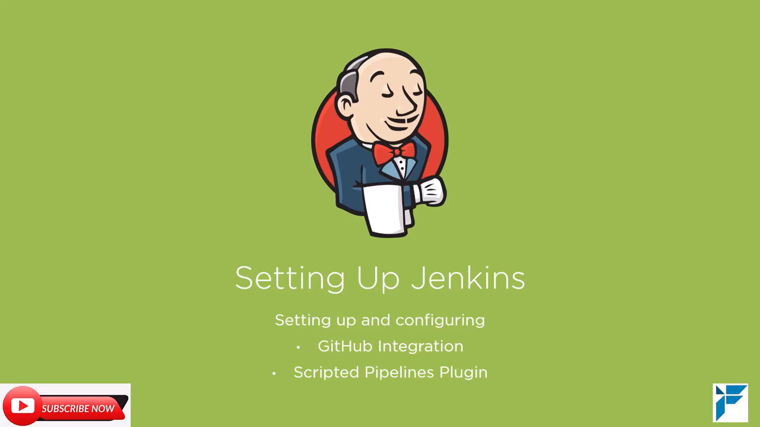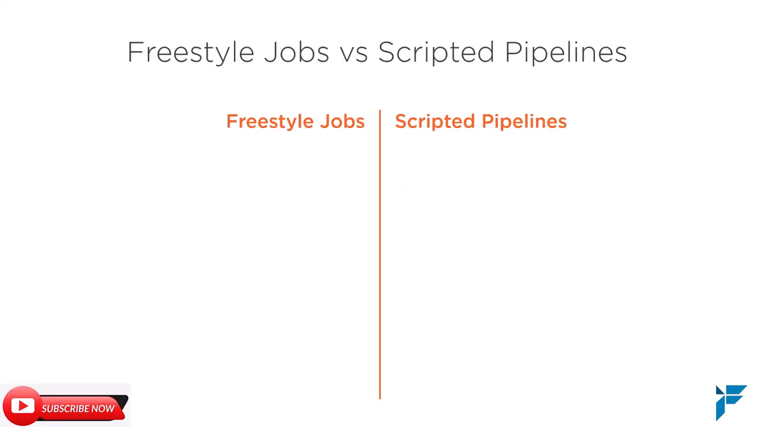So in this section of the course, we're going to look at how we're going to configure Jenkins for this course and for scripted pipelines, and we're going to look at how the GitHub integration is set up. So first things first, if you've played with Jenkins at all, or if you've set up any jobs, you've probably set up freestyle jobs. And these are a little bit different than scripted pipelines in a number of ways.